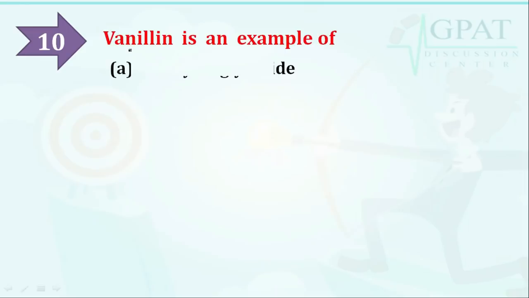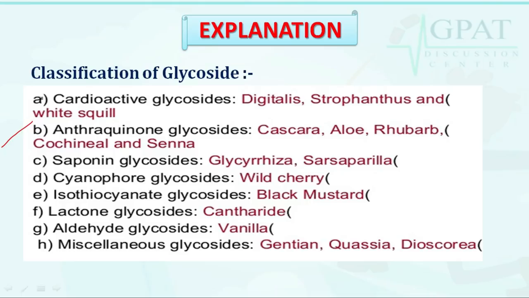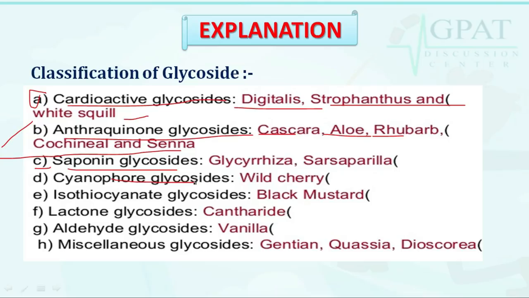Vanillin is an example of, and the options are, option A is aldehydic glycoside, option B is alcoholic glycoside, option C is resin, option D is alkaloid. So vanillin is an example of aldehydic glycoside. Here we have just an explanation, an important classification, students. First one is cardioactive glycoside, that is digitalis, strophanthus and white squill, whereas anthraquinone glycosides are cascara, aloe, rhubarb and cochineal and senna.